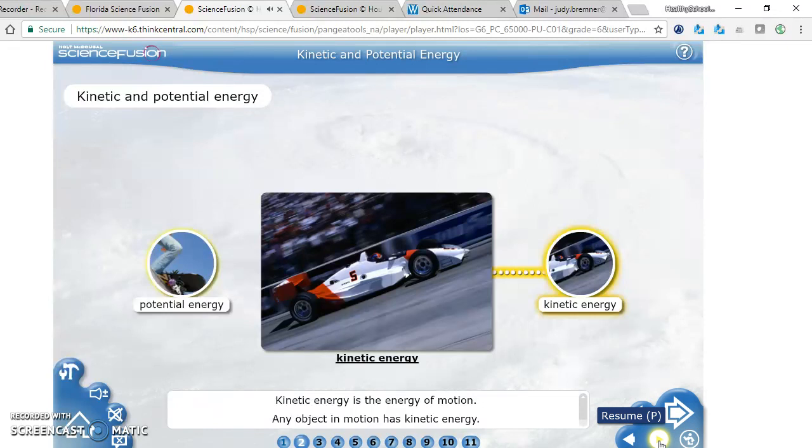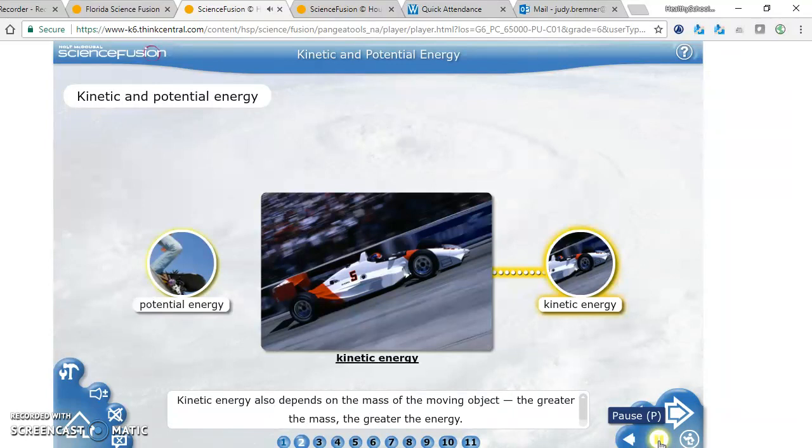Kinetic energy is the energy of motion. An object in motion has kinetic energy. The amount of kinetic energy depends upon its mass and its speed. The faster an object is moving, the more kinetic energy it has. A race car speeding down a straight has much more kinetic energy than a car coming to a stop at the end of the race.